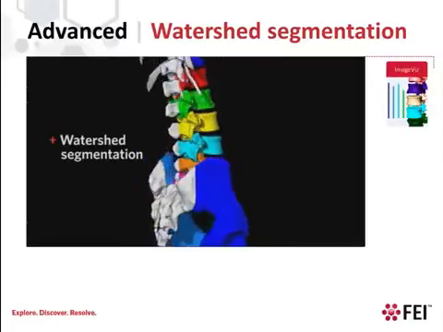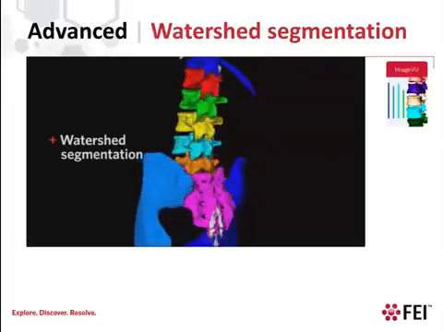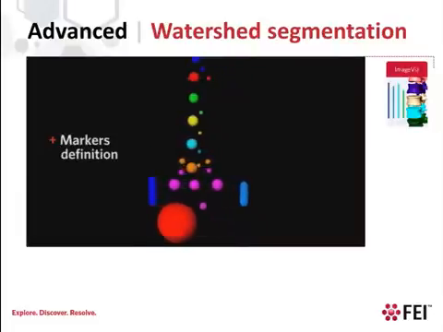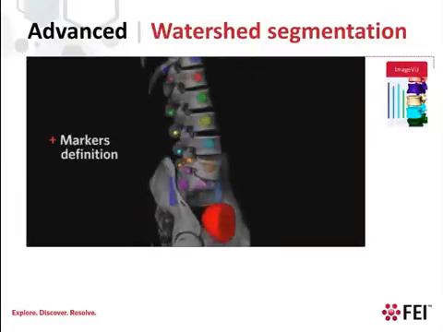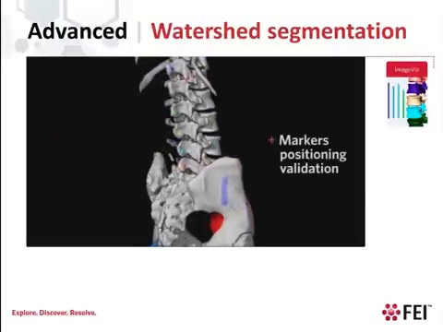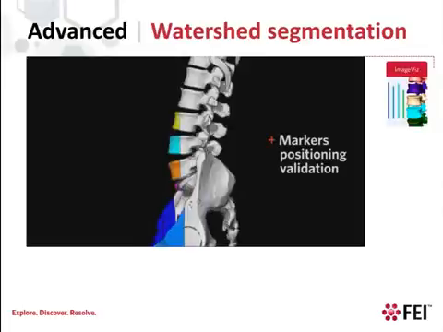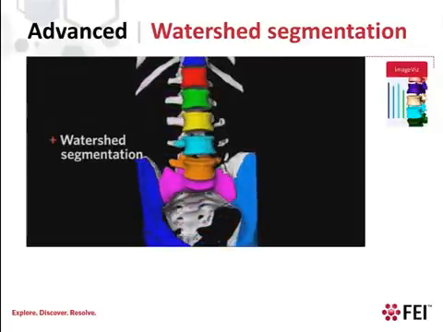When the markers are well positioned, we use the original volume dataset and the marker dataset as inputs to the Watershed operator. The output of this operator is a new label volume dataset with a unique integer label value assigned to all the voxels that belong to each of the vertebrae.